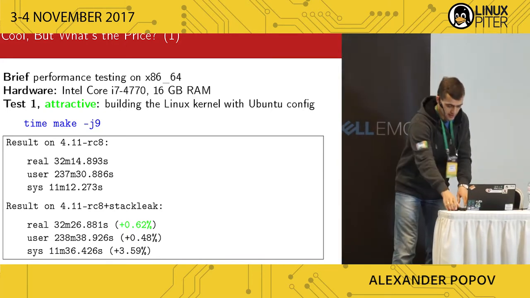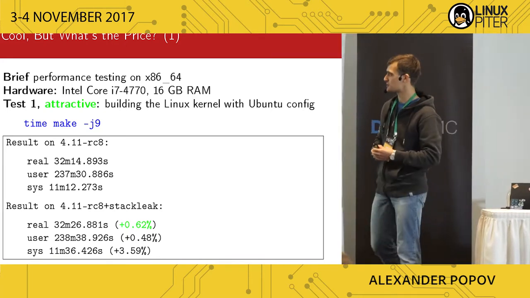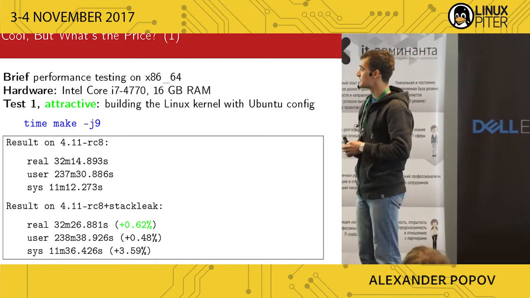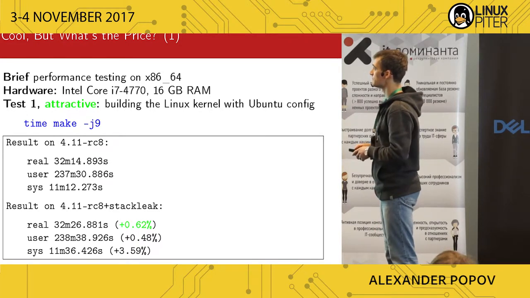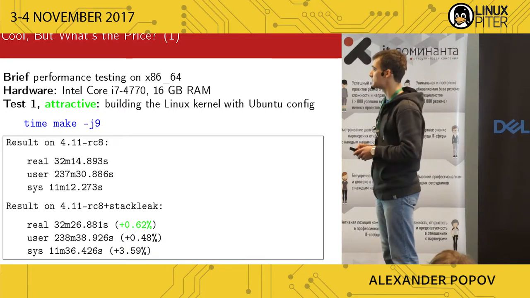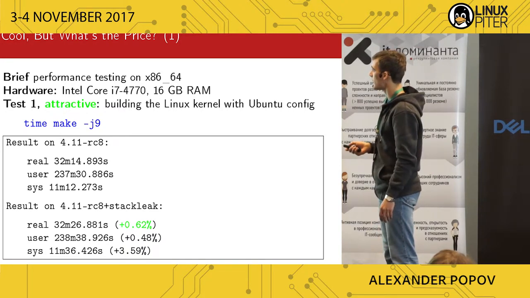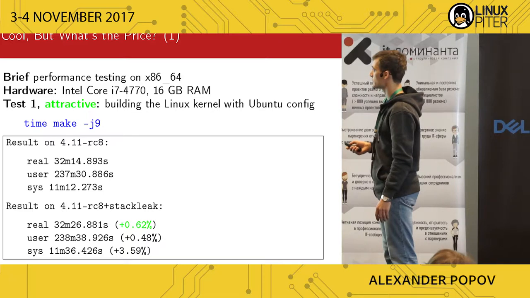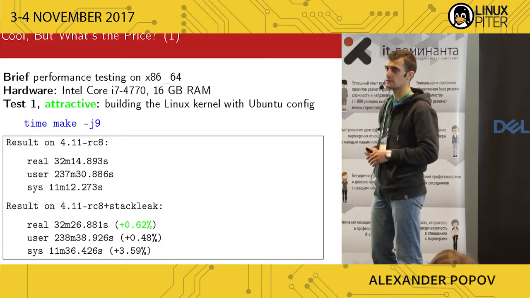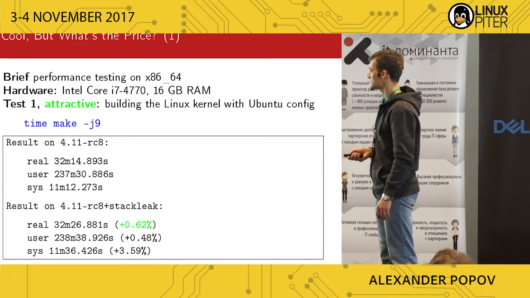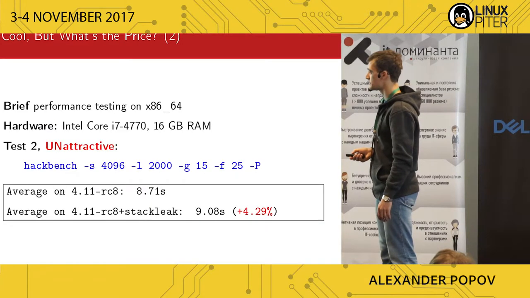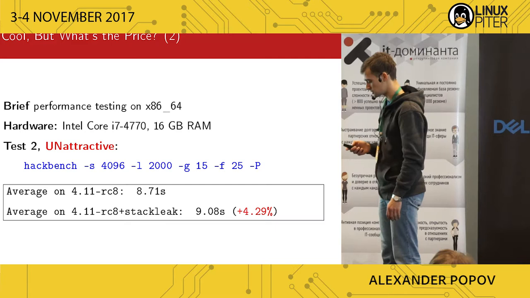Looks really nice, but how much does it cost? That is the brief performance test on x86-64. And this first test shows us quite impressive results. So actually, I'm compiling the Linux kernel with the Ubuntu config, having very many different modules enabled. And the actual time of the compilation grows only less than 1%, which is quite nice.